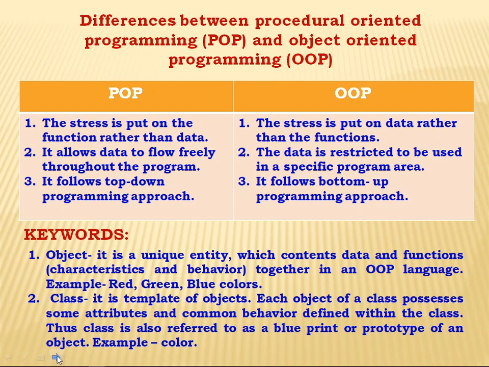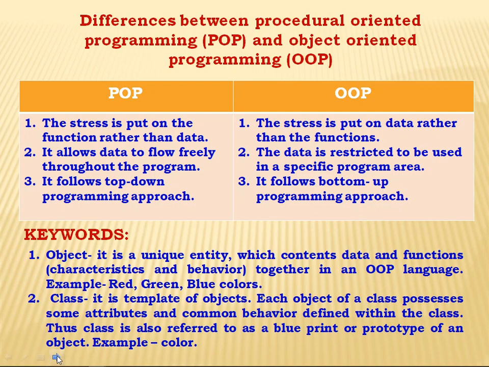Example I can give, like the colors: red, green, blue, all the colors are the objects. You can see different objects like your table, fan, bed. All these are different objects. They have their own characteristics and behavior. Now next, see the class. It is a template of objects. Each object of a class possesses some attributes and common behavior defined within the class. Thus, a class is also referred to as a blueprint or prototype of an object.